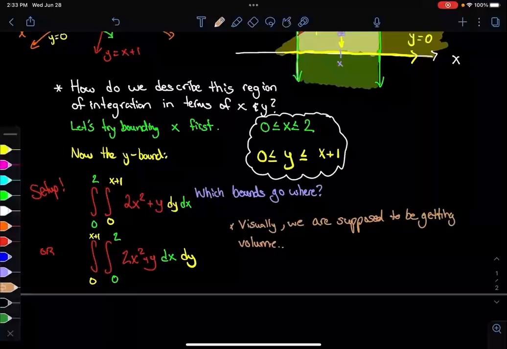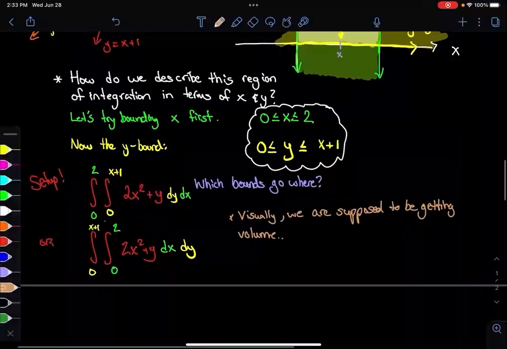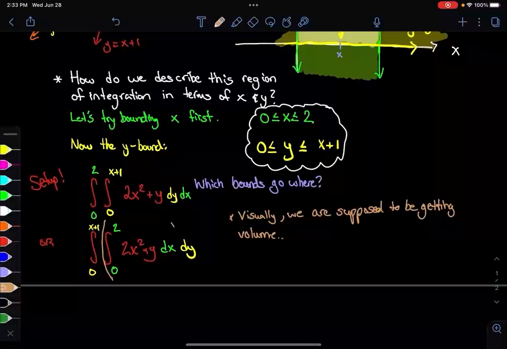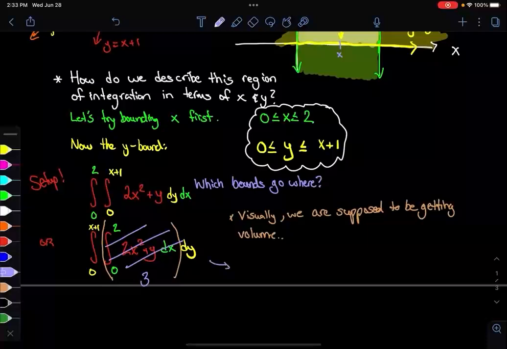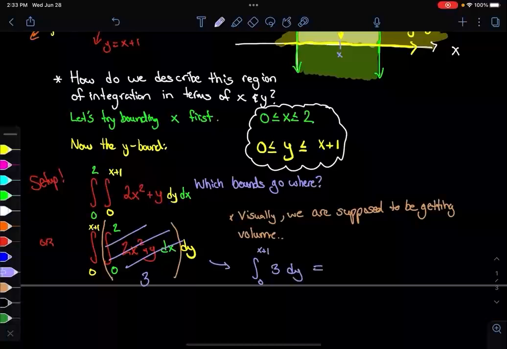But if you solve this second integral, so we work from the inside out, let's just pretend that this thing evaluates to something. I don't really care what it evaluates to. Maybe it evaluates to the number 3. Who cares? But the point is that when I do the next integral, the integral from 0 to x plus 1 of 3 dy, are we going to get a number? Well, no.